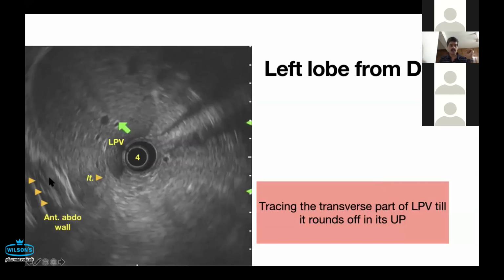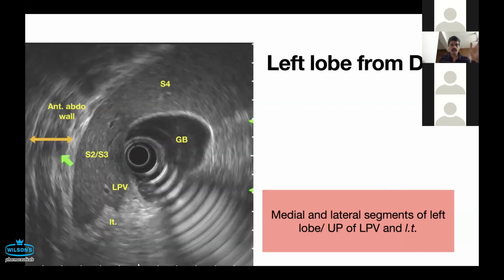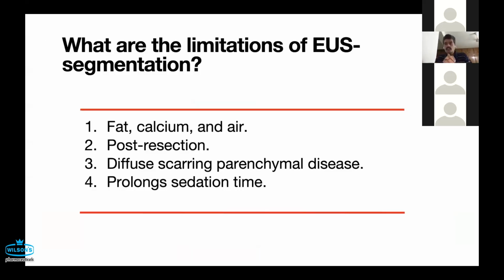You can see the anterior abdominal wall, ligamentum teres, and portal vein. And since you see the portal vein, this is the section in which it rounds off to the umbilical part. And now you see the gallbladder, and you can demonstrate it with the fundus right and with the fundus left orientation. So my last 2 slides, all this is very good, but what are the limitations of EUS segmentation?